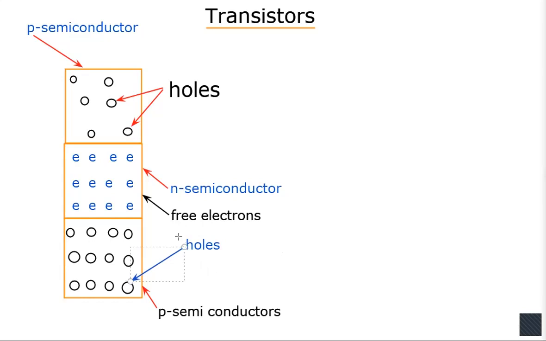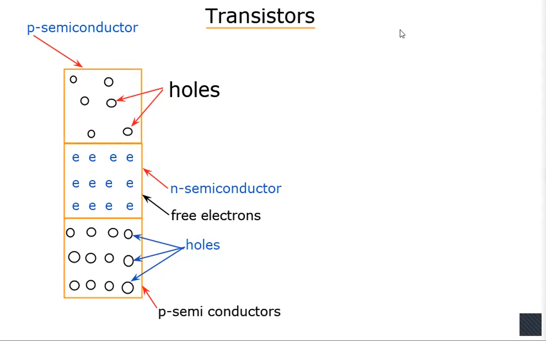Different doping levels, by change in the doping level. It means by change in the number of boron atoms and arsenic atoms added. Clear? So if we connect 3 different semiconductors like this, this arrangement is known as a transistor. Okay, dear?